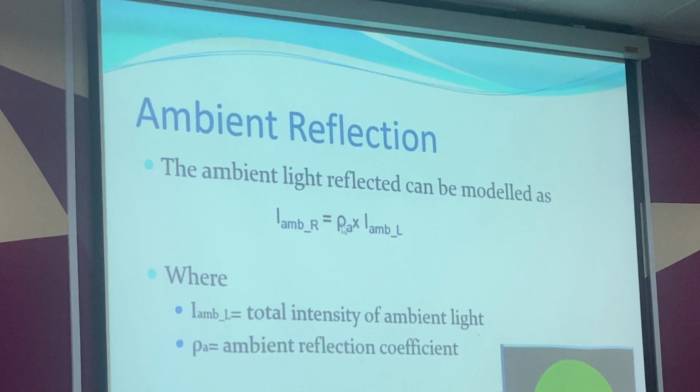Okay, the coefficients, you times the intensity, then you get the reflection. The formula actually is the same. Of the light source, and then this one is the reflection coefficient. Then at the end you get the reflections of the ambient lights.